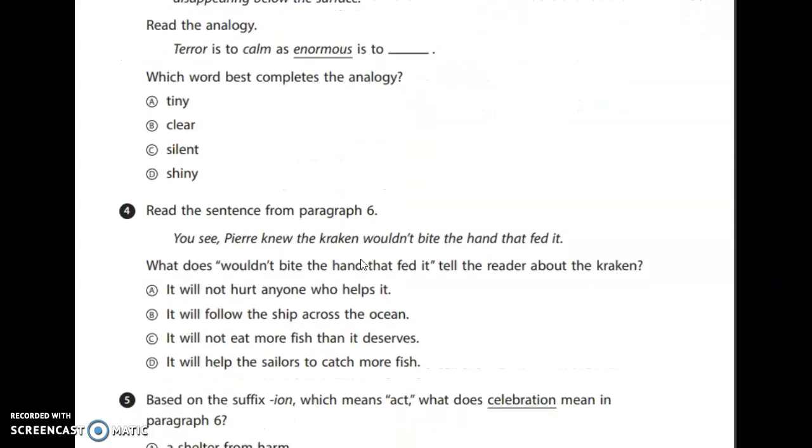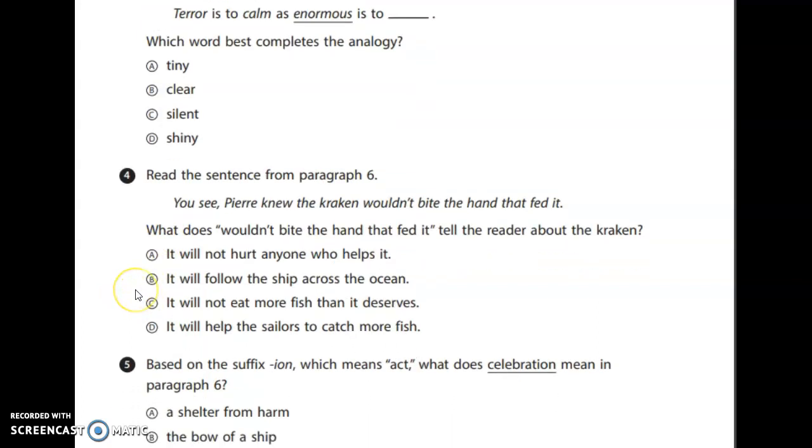Number 4, read the sentence from paragraph 6. You see, Pierre knew the kraken wouldn't bite the hand that fed it. What does wouldn't bite the hand that fed it tell the reader about the kraken? A, it will not hurt anyone who helps it, standing. B, it will follow the ship across the ocean, sitting in your chair. C, it will not eat more fish than it deserves, sitting on the floor. Or D, it will help the sailor to catch more fish, tapping your fingers together. The answer is A. It would not hurt someone who's trying to give it food.